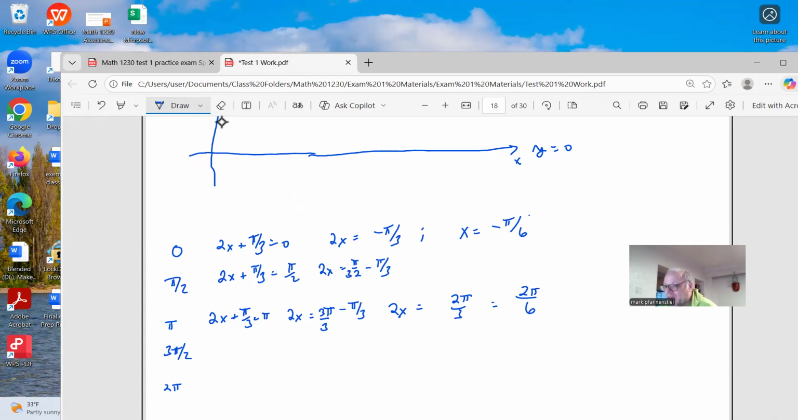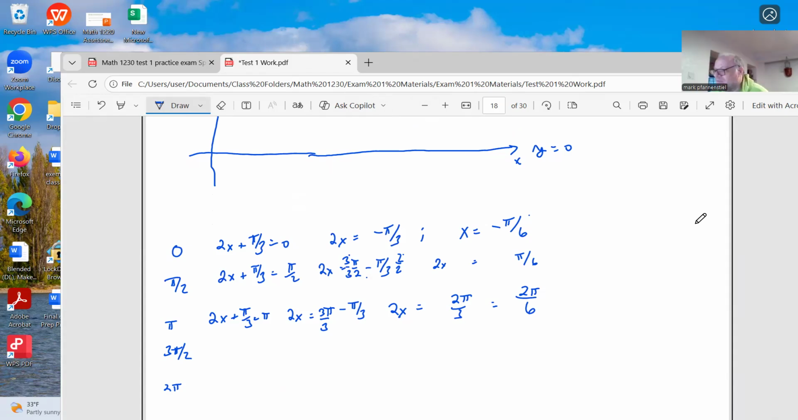So I'm going to multiply the first one by 3 over 3 and the other one by 2 over 2, and that will give me 3 pi over 6 minus 2 pi over 6. Well, 3 pi over 6 minus 2 pi over 6 will give me 1 pi over 6. So I've got 2x equals pi over 6. And the last thing I'm going to do is divide by 2. So I have x is equal to pi over 12, dividing both sides by 2 here.